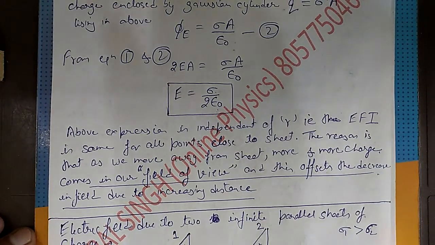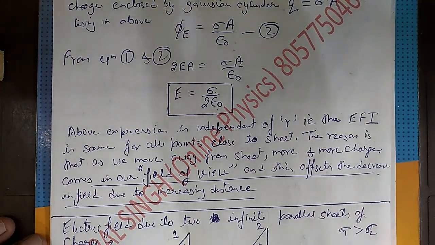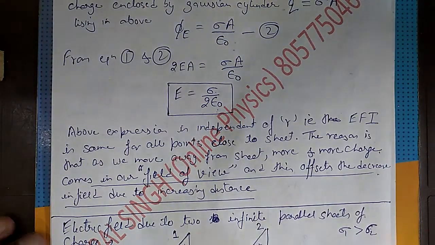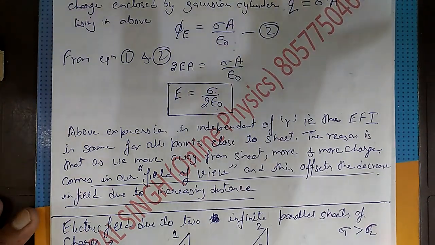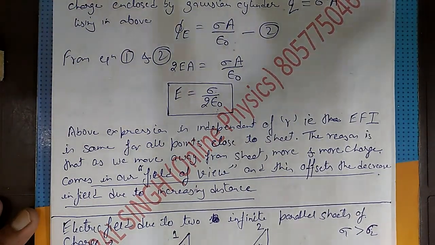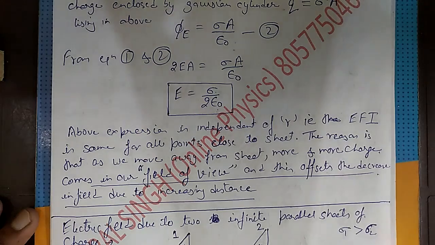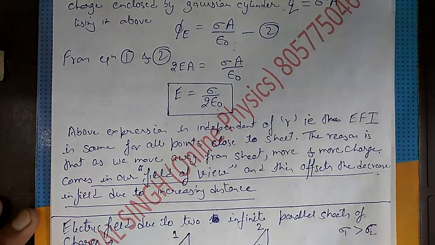Now why does this happen? Just listen to this carefully. When the point of observation is very close to the sheet, then the particular point will be under the effect of the charge just in front of that point. But as the distance increases, as you take point P away and away, then more and more charge of the sheet comes in the field of view of the point. So the charge increases.